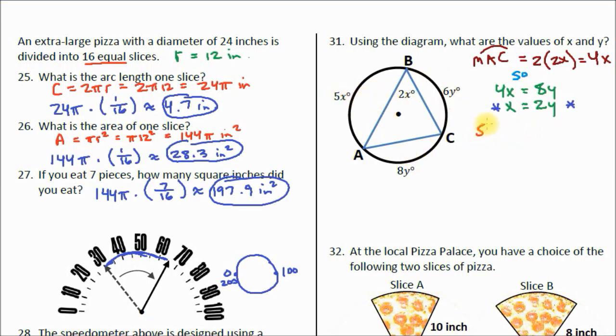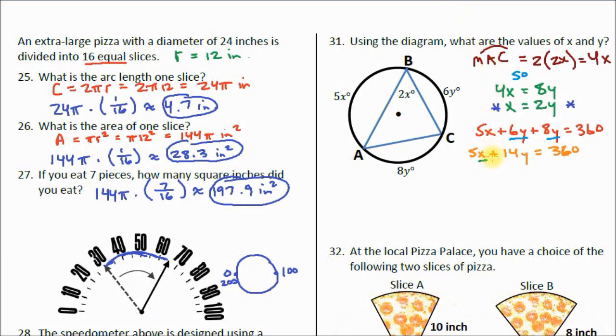Let's do that. 5x plus 6y plus 8y has to equal 360 degrees. We can combine like terms here. We've got 6y and 8y. So we can rewrite this as 5x plus 14y equals 360. Now we can't solve this equation because it has two variables, but we know that x is equal to 2y. That means we can substitute 2y for x.